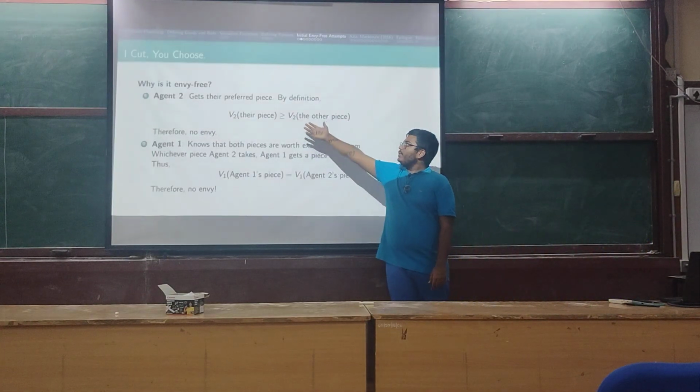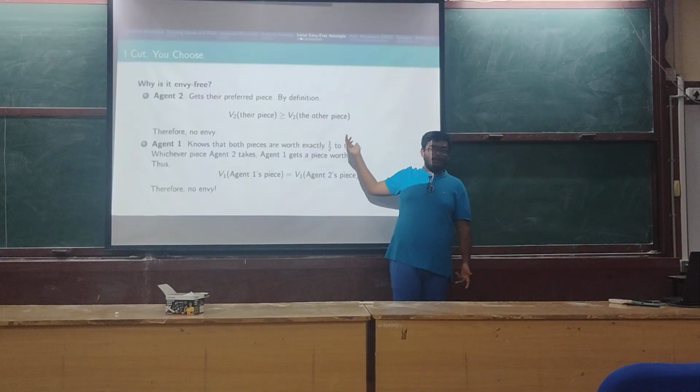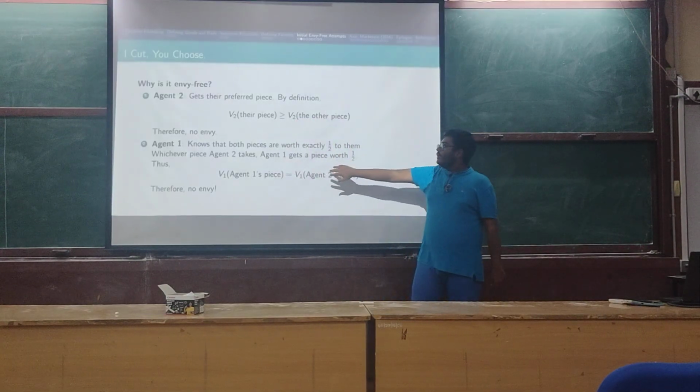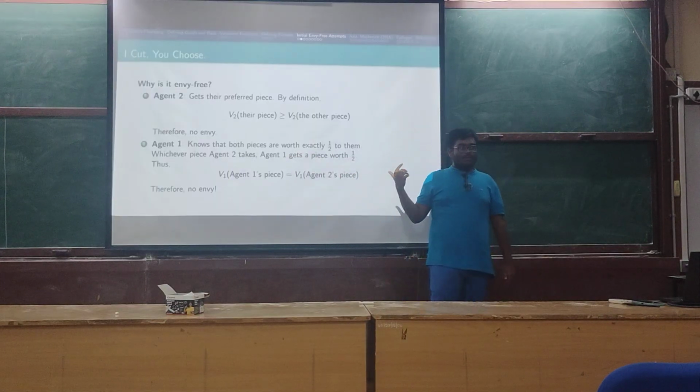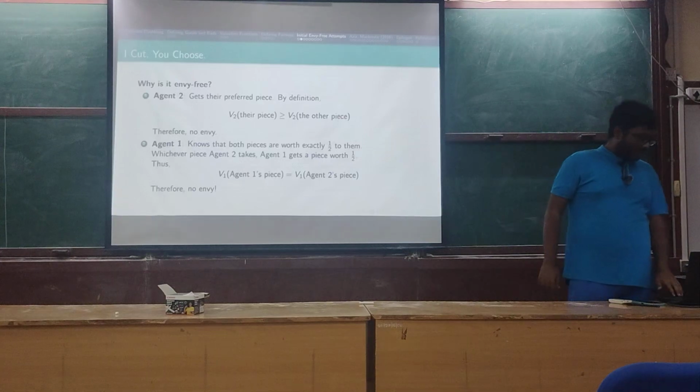Agent 2 gets their preferred piece, so by definition their piece is greater than or equal to the other piece, so no envy. And agent 1 knows that both of the pieces are exactly worth 1/2. So again, not envious at all.